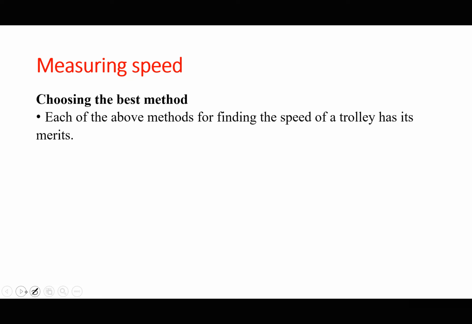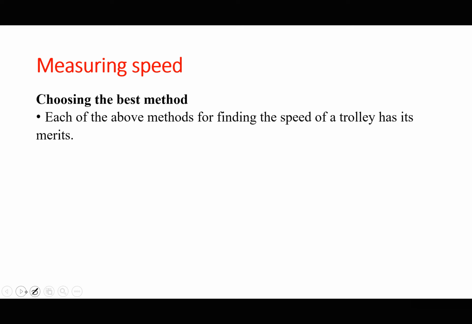How big is the measurement being taken, and what precision or what accuracy do you want? So the choice of method will depend on what is really at stake. For example, what do you want really to achieve? So each of the above methods for finding the speed of the trolley has its merits. We have seen a light gate, two light gates. We have seen a ticker tape timer. We have mentioned a motion sensor.